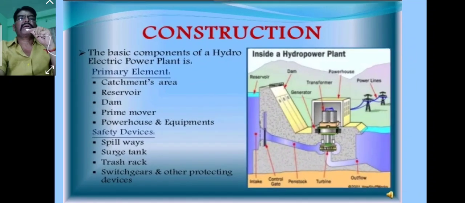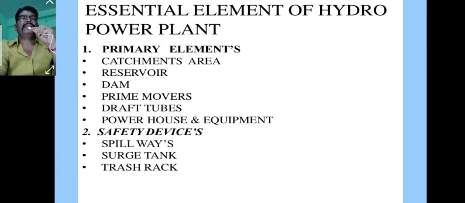Next, the construction. You can see the diagram of the construction inside the hydropower plant. There are different primary and safety devices. Next, there are the essential elements of the hydropower plant. Primary elements: catchment area, reservoir, dam, prime movers, draft tubes, powerhouse and equipments. And the safety devices are spillways, surge tank and trash rack.